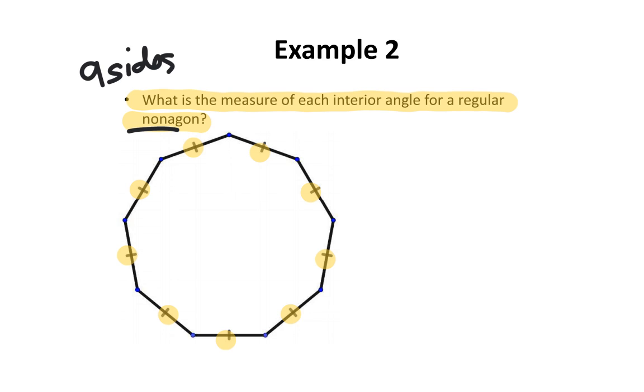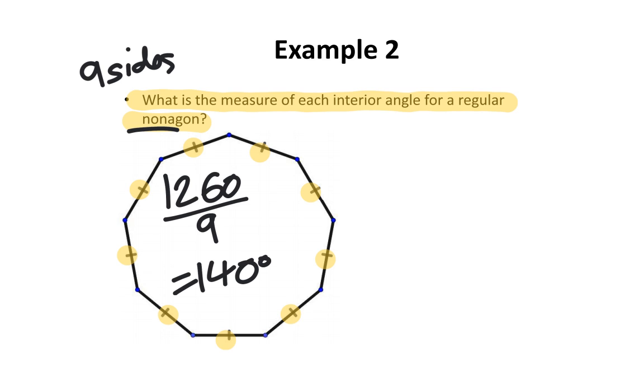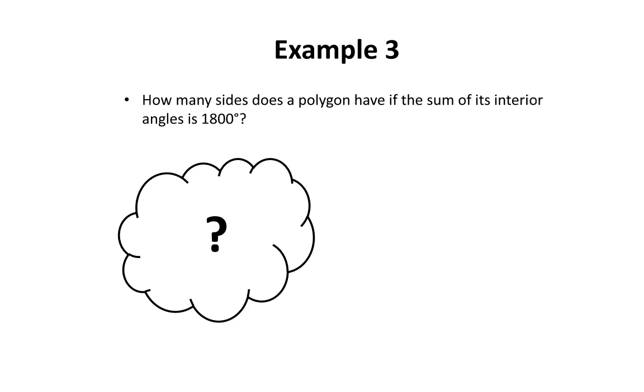Since this is a regular nonagon, that means each interior angle is identical to one another. Therefore, we can take 1,260 and divide it up into 9 equal parts. So 1,260 divided by 9 will give you 140 degrees. Therefore, each interior angle within this regular nonagon is 140 degrees.